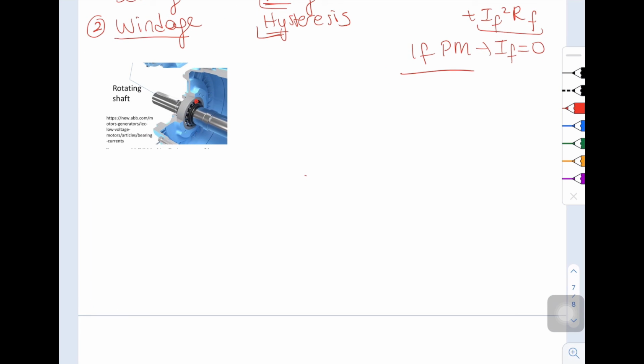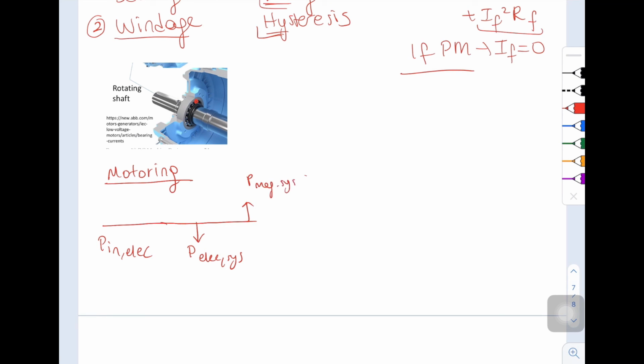Okay, after this we can continue with the power flow of motoring. As we know, in motoring mode we convert the electrical power input to the mechanical power output. So first we have an electrical power input, hence we will have losses in the electrical system, and we will have losses in the magnetic system. And at this point we will reach the electromagnetic power. After that, we will have losses in the mechanical system. Eventually, we will reach the output power of the mechanical system.